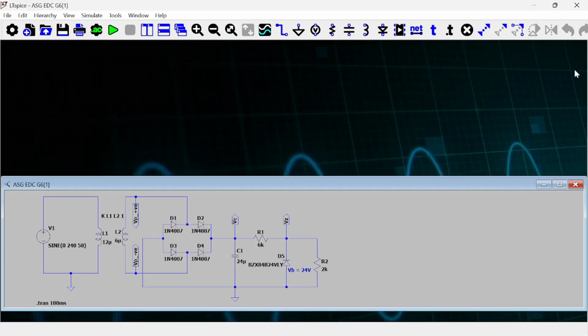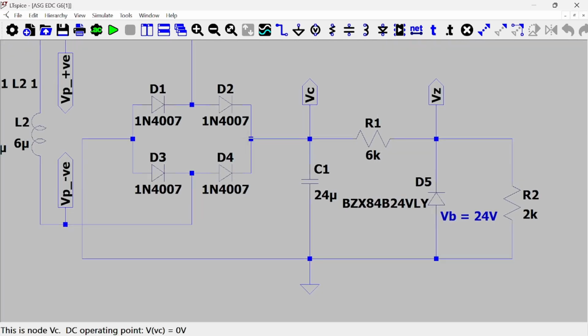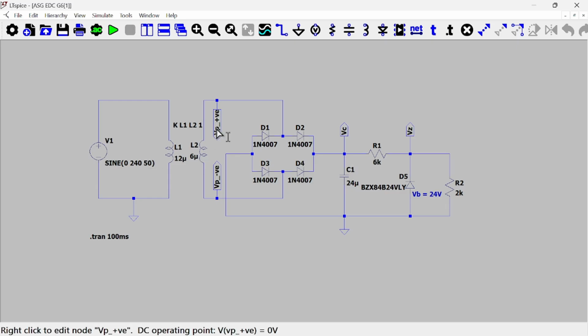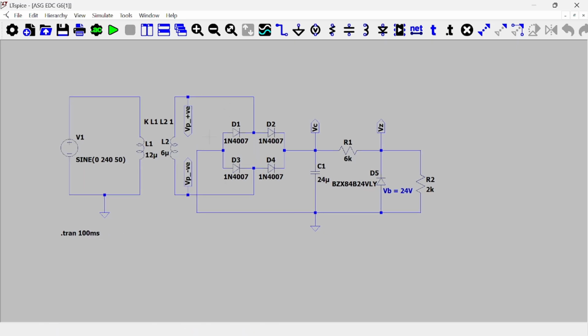So in conclusion, we can summarize this circuit. We have a step-down transformer, and we have a bridge rectifier made of 4 diodes, and we have a capacitor that acts as a filter. Lastly, we have a zener diode that is the voltage regulator.